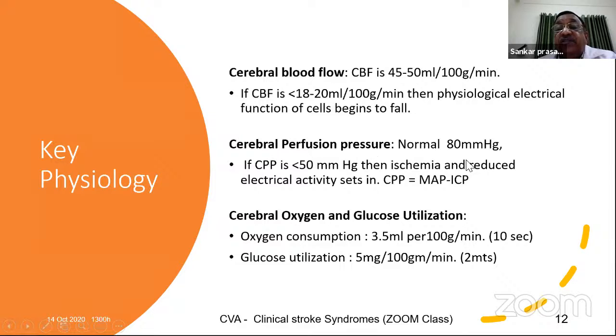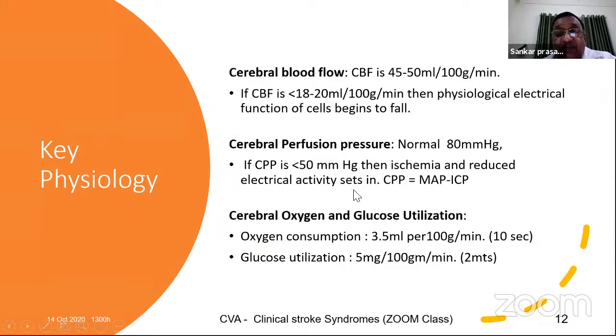Cerebral perfusion pressure normally is 80 millimeters of mercury, which is mean arterial pressure minus intracranial pressure. If this cerebral perfusion pressure falls below 50, then ischemia and reduced electrical activity sets in. So there are two parameters: either cerebral blood flow or cerebral perfusion pressure, as happens in hypotension.